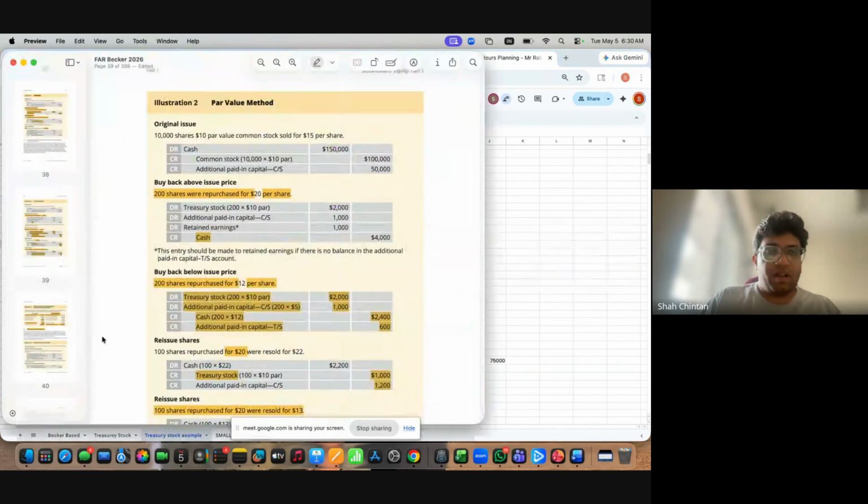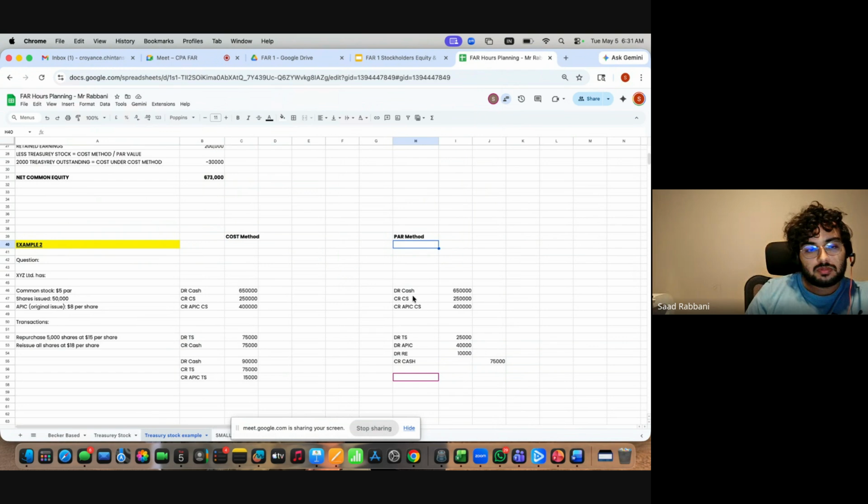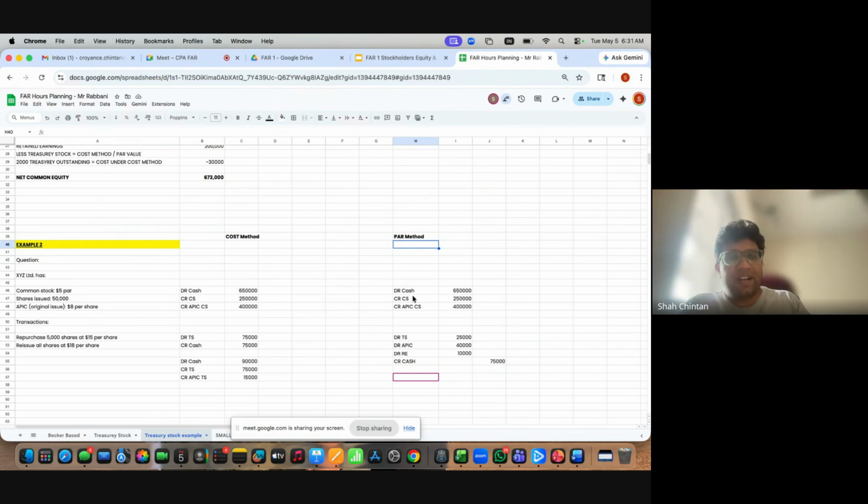वापस मैं आता हूं एक बार हमारे फर्स्ट एग्जांपल पे. दिस इज योर फर्स्ट वन. आपने इश्यू किया था $15 पे, आपने बायबैक किया $20 पे. आपके पास एपिक था सिर्फ $1,000 का, तो अनदर $1,000 का हिट आपने लिया रिटेन अर्निंग्स के थ्रू. ओके, दिस लुक्स गुड. एंट्री क्लियर हो आप कॉन्सेप्ट से, वाई रिटेन अर्निंग्स इज डेबिटेड? Yes. चलिए, आपने री इश्यू किए $18 पे.